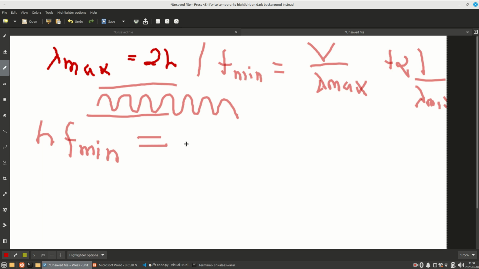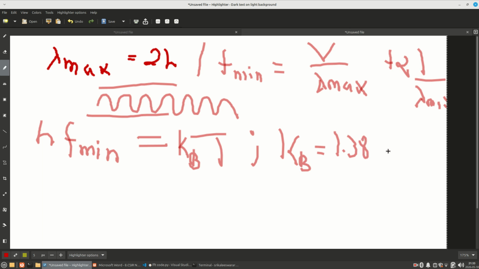h F minimum is equal to kB into T. T is temperature. kB is the Boltzmann constant. Also we will write the value of kB here, because it is one of the most fascinating constants of physics: 1.38 into 10 to the power of minus 23 joule per Kelvin. The unit is very important when we write constants. So we are all set here.